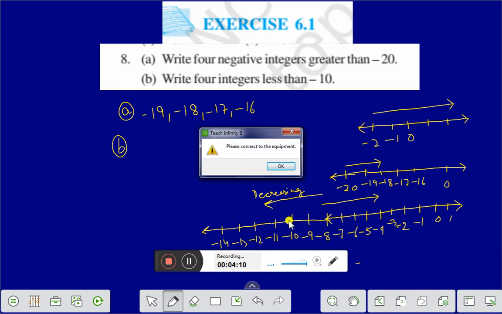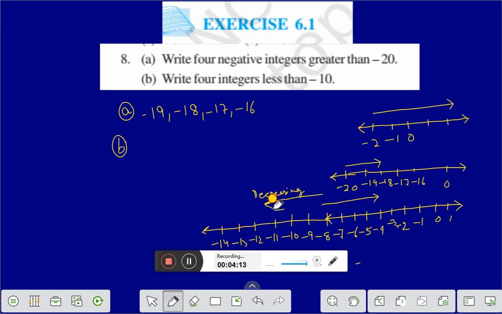Therefore minus 10 is here, right? Decreasing means you have to go in this direction. Therefore the numbers are minus 11, minus 12, minus 13, minus 14. These are 4 integers which are less than minus 10. In the right direction the number is increasing, in the left direction it is decreasing. This is minus 10. You have to write 4 integers less than minus 10, therefore minus 11, minus 12, minus 13, and minus 14.